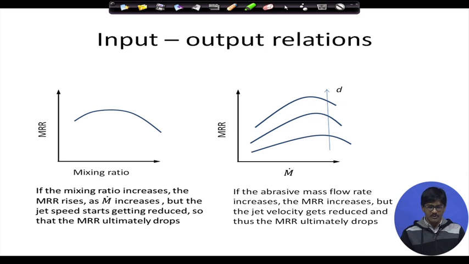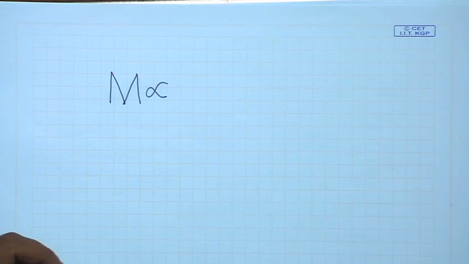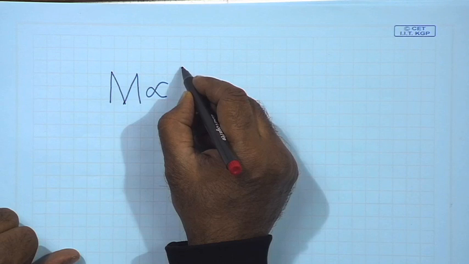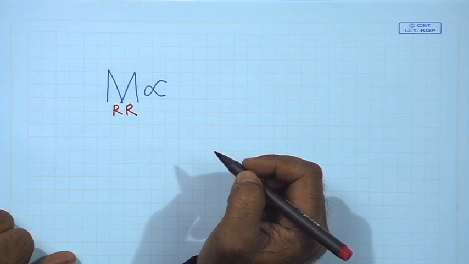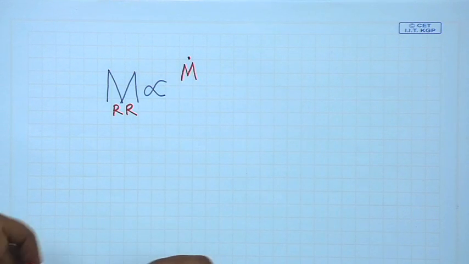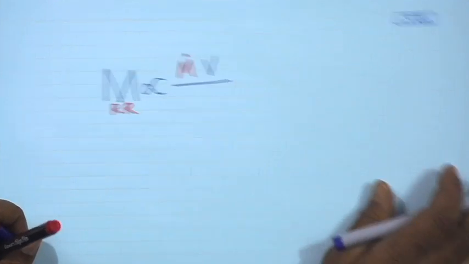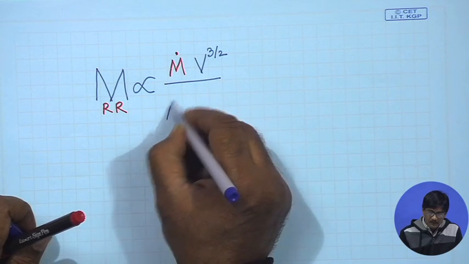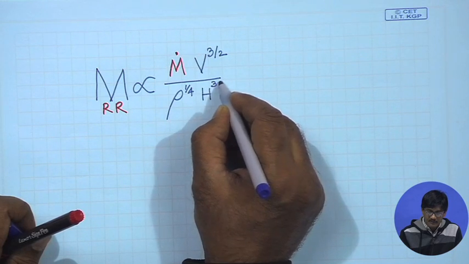Now, if you remember the expression of material removal in abrasive jet machining, MRR is proportional to M dot, the abrasive mass flow rate, divided by V to the power 3 by 2, rho to the power 1/4, and H to the power, how much? I have forgotten, 3 by 4.